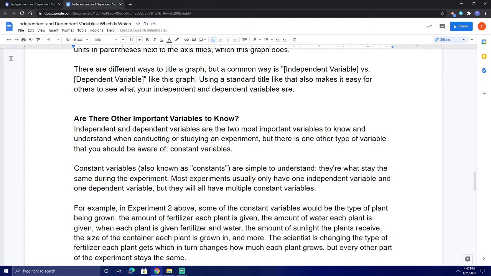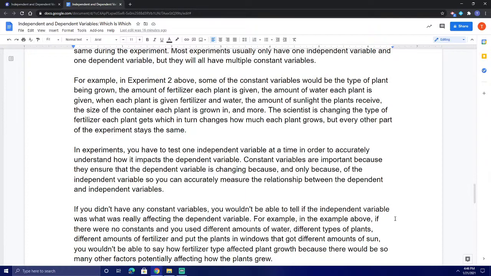For example, in experiment 2 above, some of the constant variables would be the type of plant that is being grown, the amount of fertilizer each plant is given, and the amount of water each plant is given, when each plant is given fertilizer and water, the amount of sunlight the plants receive, the size of the container each plant is grown in, and more. The scientist is changing the type of fertilizer each plant gets, which in turn changes how each plant grows. But every other part of the experiment stays the same.